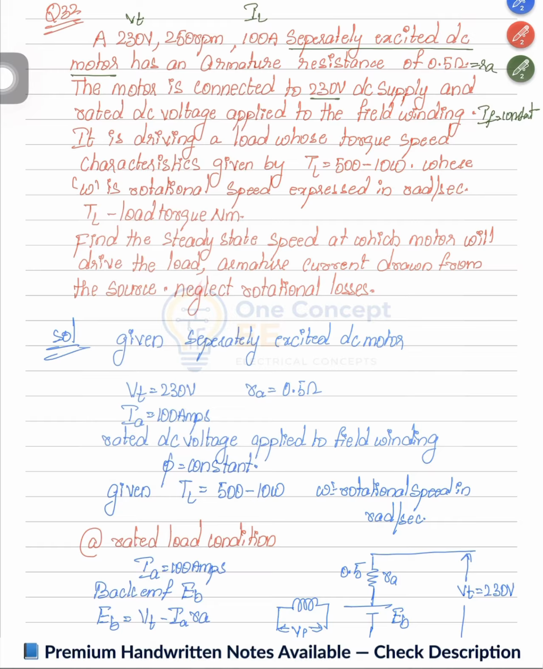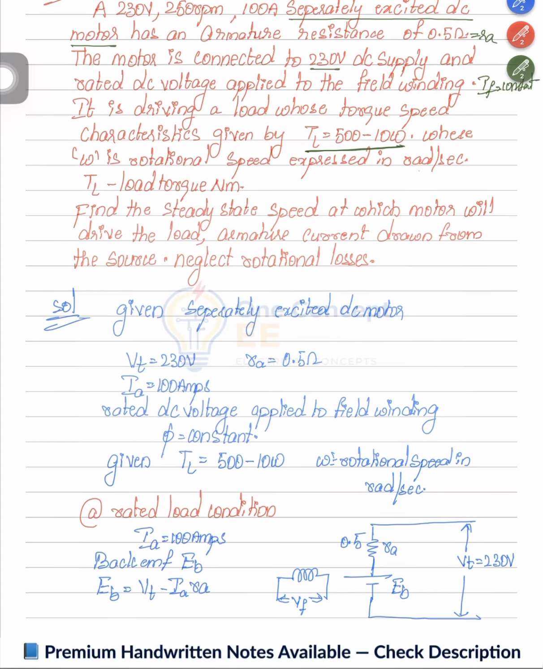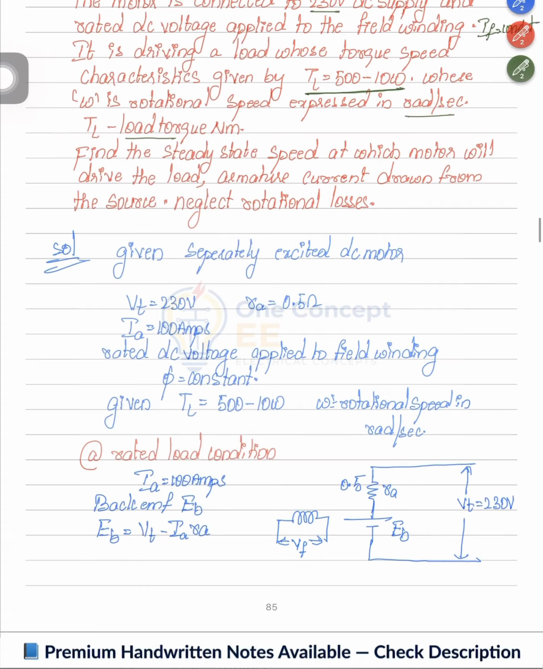It is driving a load whose torque speed characteristic is given by TL equal to 500 minus 10 omega, where omega is the rotational speed in radian per second and TL is the load torque. In this question, they are asking to find the steady state speed at which the motor will drive the load, along with the armature current drawn from the supply.